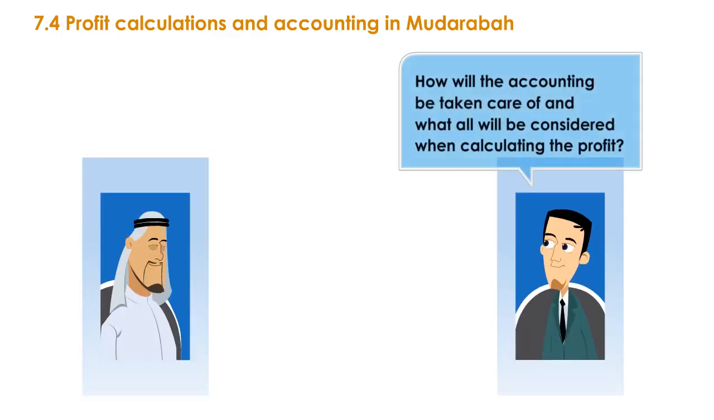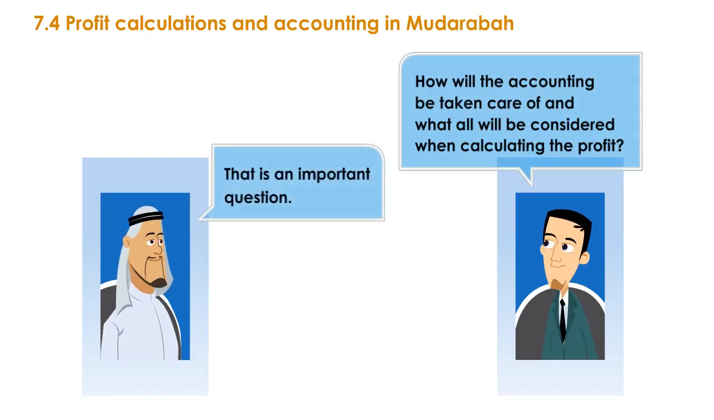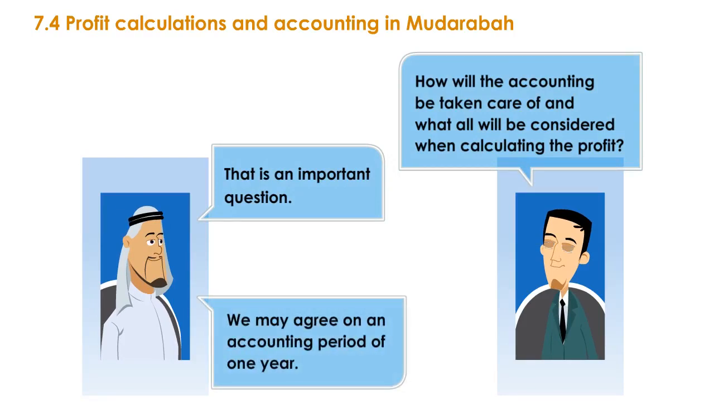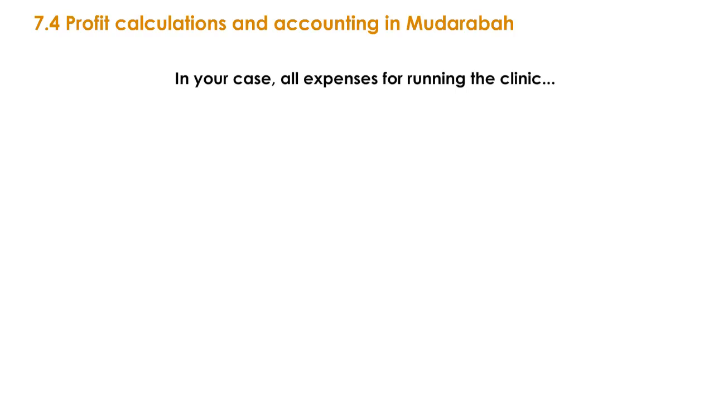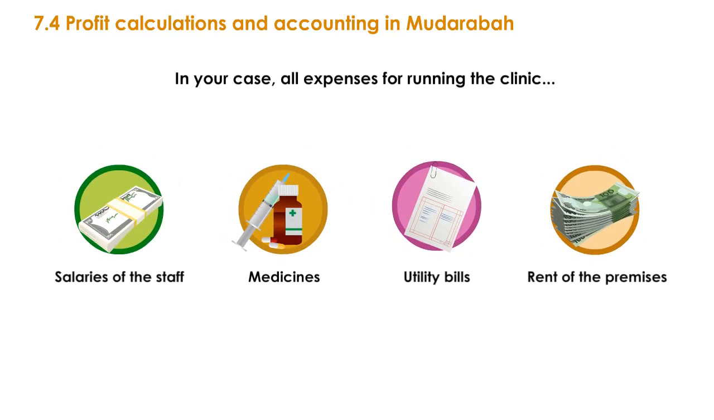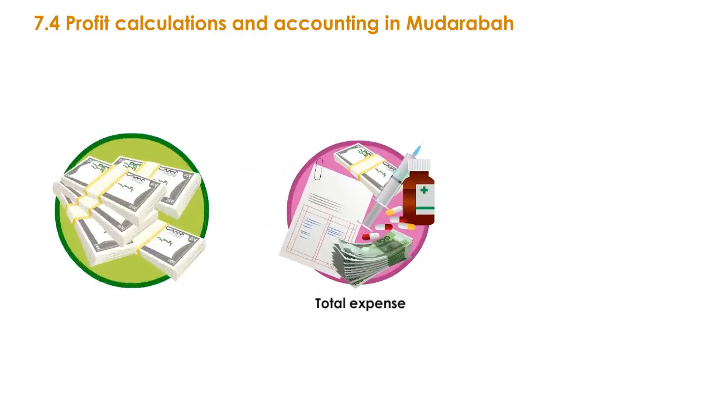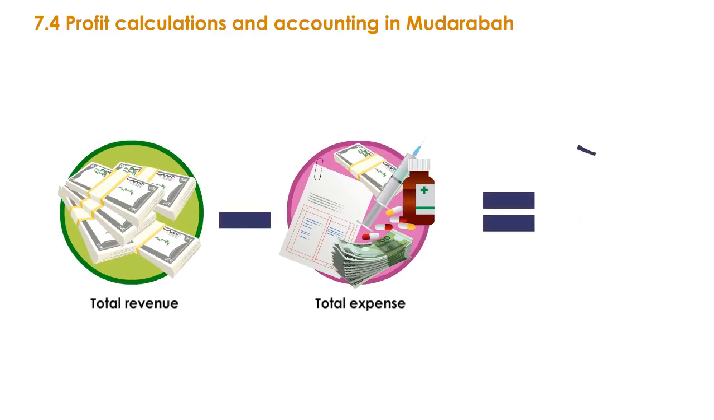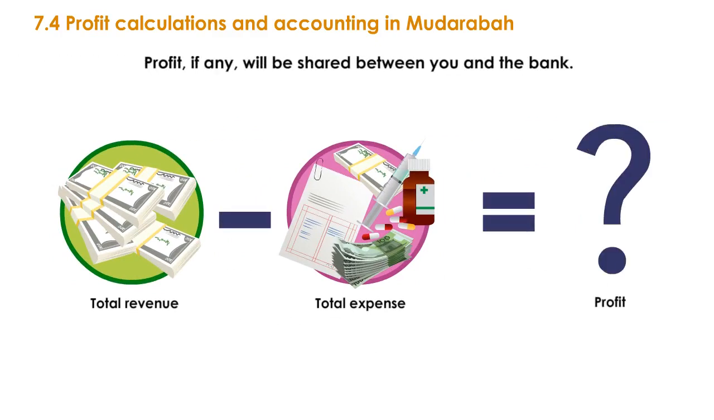How will the accounting be taken care of and what all will be considered when calculating the profit? Now that is an important question. We may agree on an accounting period of 1 year. In your case, all expenses for running the clinic, salaries of the staff, medicines, utility bills, rent of the premises, all these expenses will be subtracted from the total annual revenues. Profit, if any, will be shared between you and the bank.